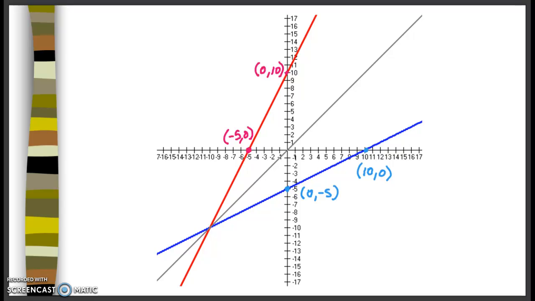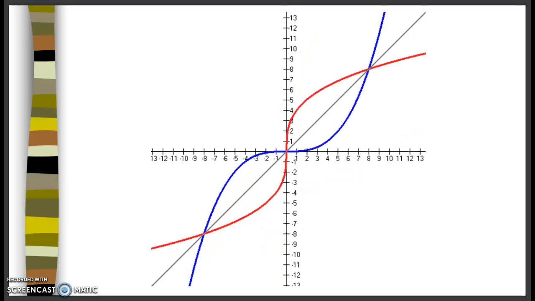Okay, let's look at another example. Here, let's let the blue function be f. Let's go ahead and take this point right here. It's about at 5, 2.